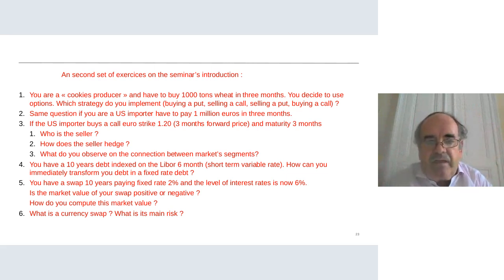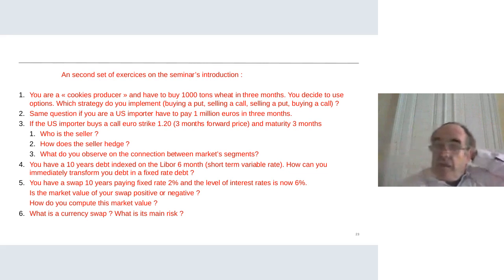The US importer buys the call. Okay. First answer, the seller is the bank. Yes, sure. When you buy an option, you buy from the bank, and the bank is the seller. Okay. So how does the seller hedge? The seller sold the right to buy euro at 1.20. What is the risk of the seller? What is the risk? If the euro goes down or goes up? What is the risk for the bank?